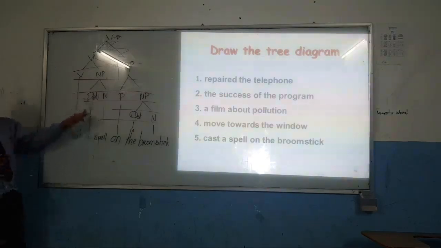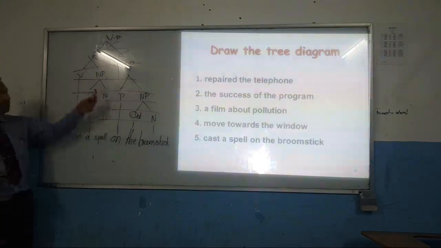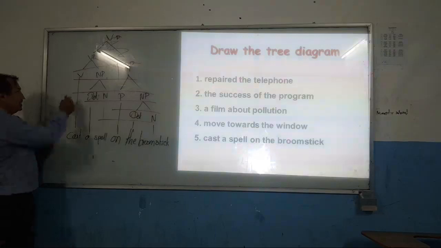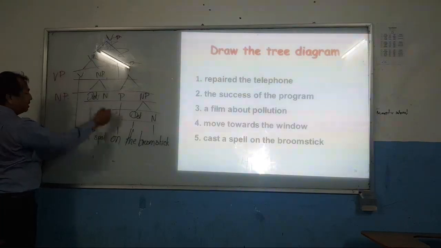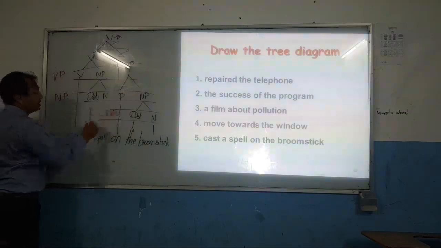So what do we call from here? It should belong to what? It starts from this one to this one. This one is a noun phrase. How about this one? If you take from here to here, it should be a verb phrase. How about this one? It should be a noun phrase.